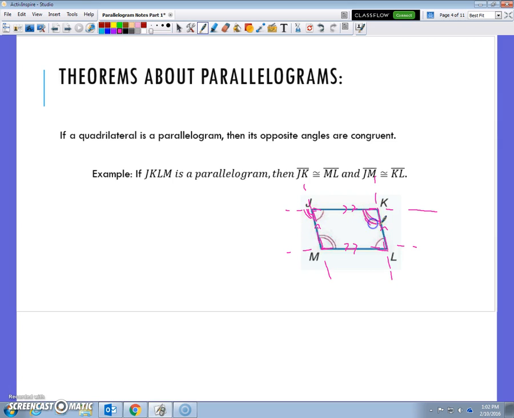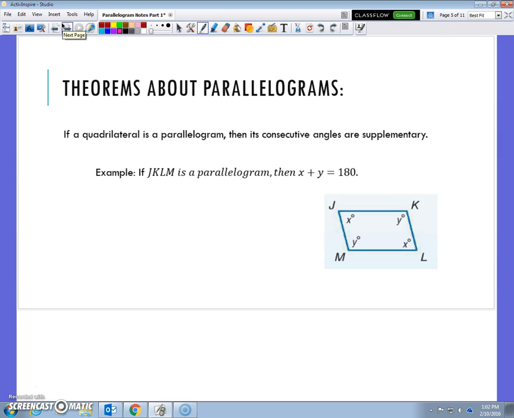So I can go through the motions, and I just informally told you the proof that you're going to have to do tomorrow or the next day. But I know that these opposites must be congruent because of these parallel lines. Okay, so opposite angles are congruent. That's important as well.